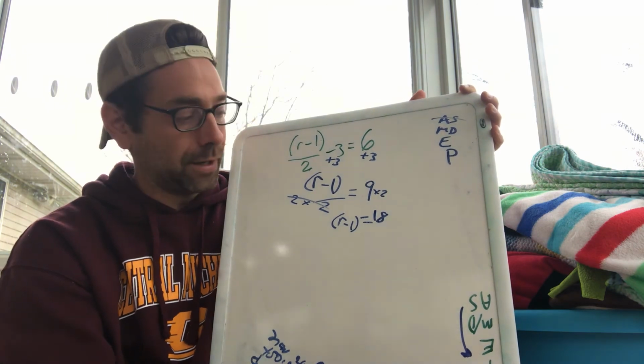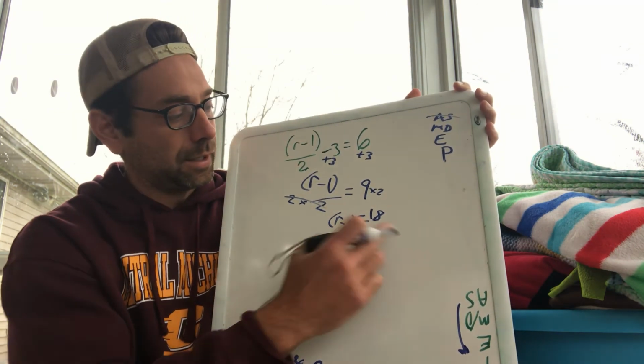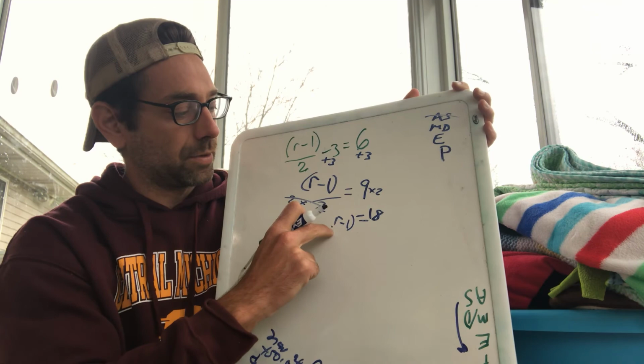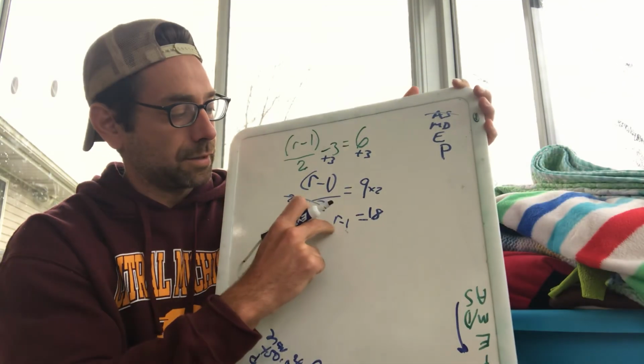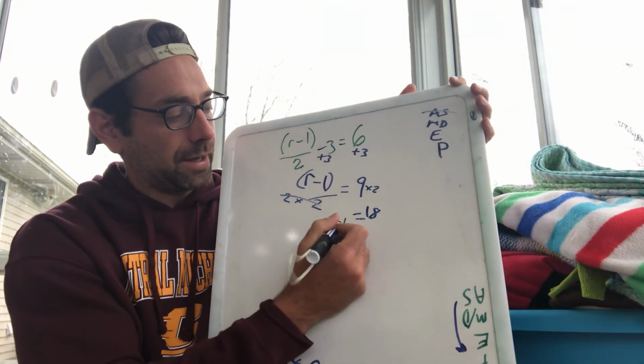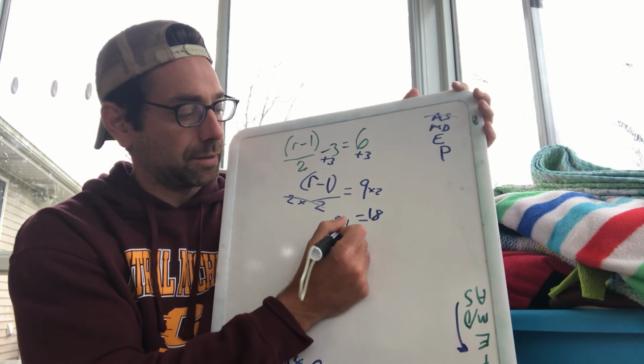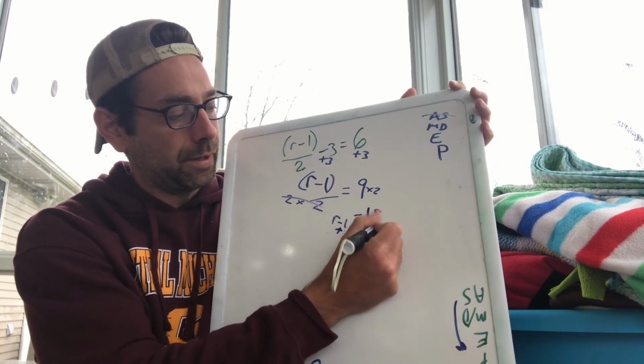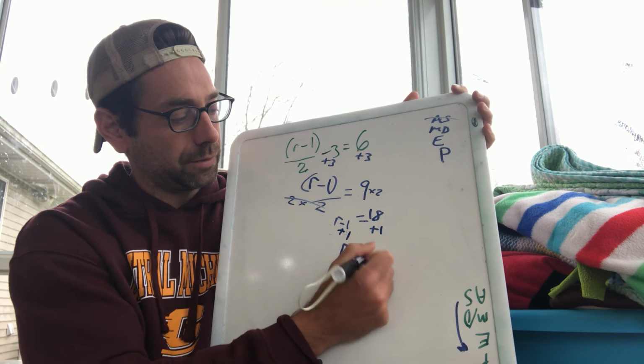And all I have left now is something minus 1 equals 18. I can take these parentheses right off because it's just a regular old subtraction problem. I've got to figure out what minus 1 gives me 18. So if I see minus 1, I'm going to add 1, and r equals 19.